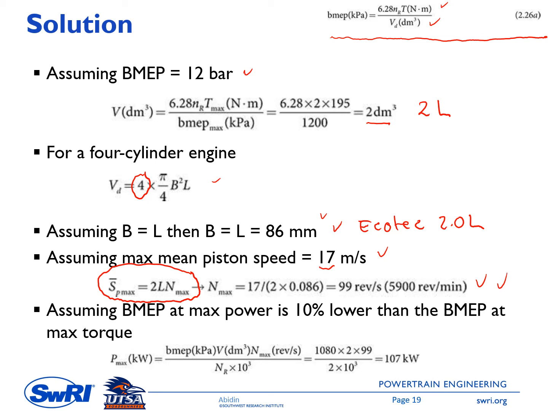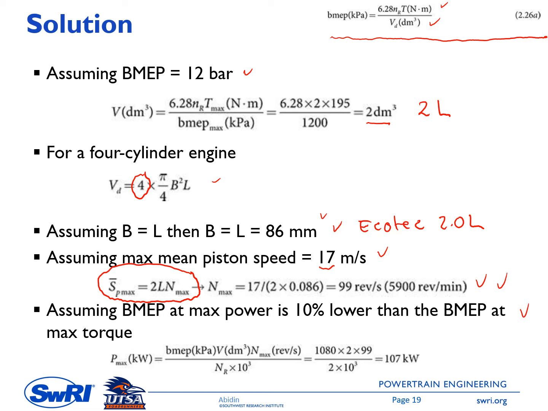The next one, we assume the PMEP at maximum power is 10% lower than the PMEP at max torque. We'll talk about this one in more detail in the next slide. Why is it lower? This is because of the increased engine friction and wall heat transfer, I believe. So assuming once again that the PMEP at max power is 10% lower than at the max torque point, then we can calculate the maximum power.